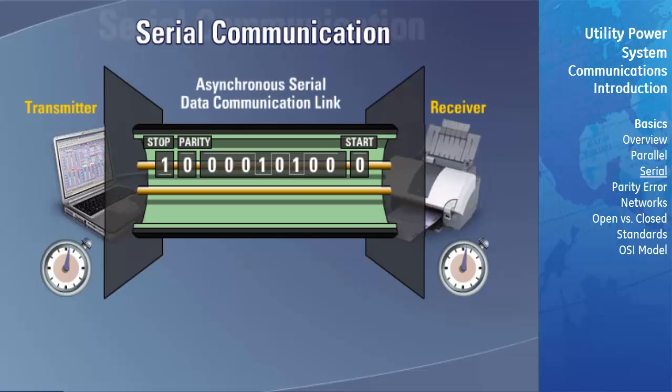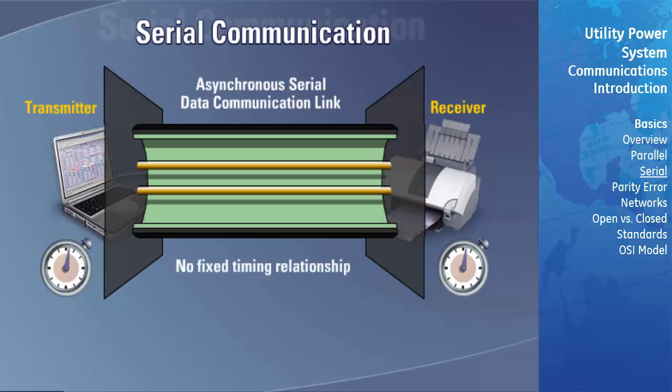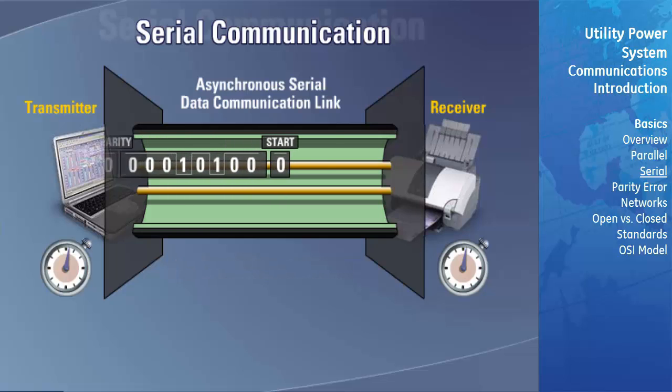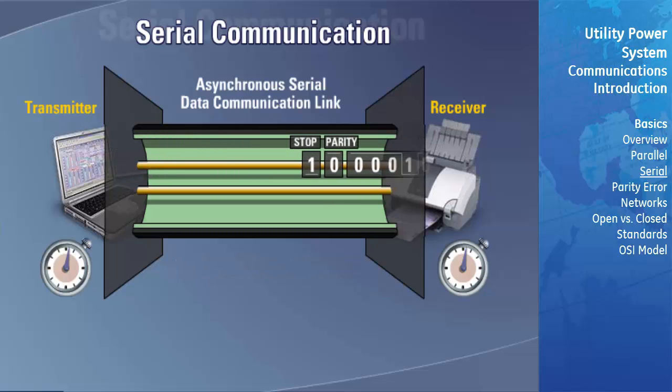To better understand how these links function, let's see how data is transmitted across this type of link. An asynchronous system is one where there is no fixed timing relationship for the transfer of data packets. However, once a start bit has started the transmission, the bits of each character are transmitted precisely at a specific bit rate.